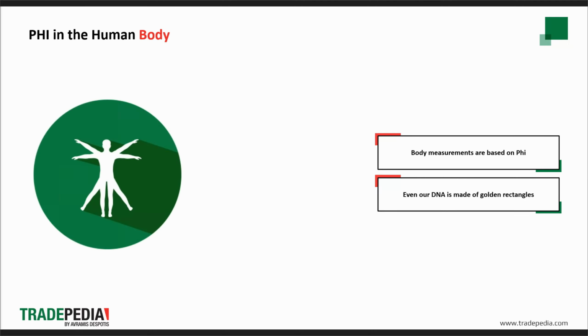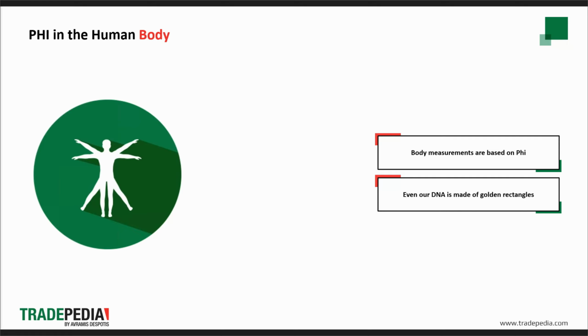It means if you measure the distance, here's a fun fact: if you measure the distance from the floor to your belly button and it's 1 meter, then from the belly button to the top of your head is 0.618 meters. Once again, your golden ratio. This is considered the perfect body, quote unquote.